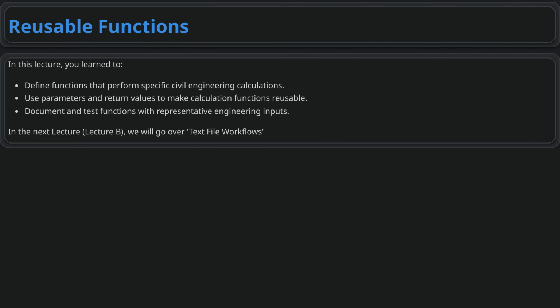In this lecture, you learn to define functions that perform specific civil engineering calculations, use parameters and return values to make calculation functions reusable, and document and test functions with representative engineering inputs. In the next lecture, Lecture B, we will go over text file workflows.